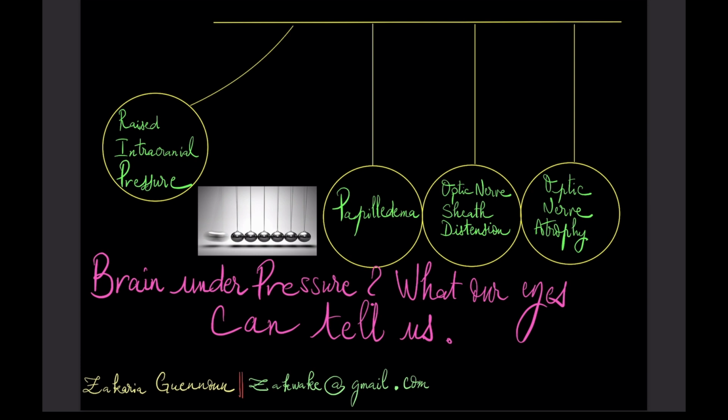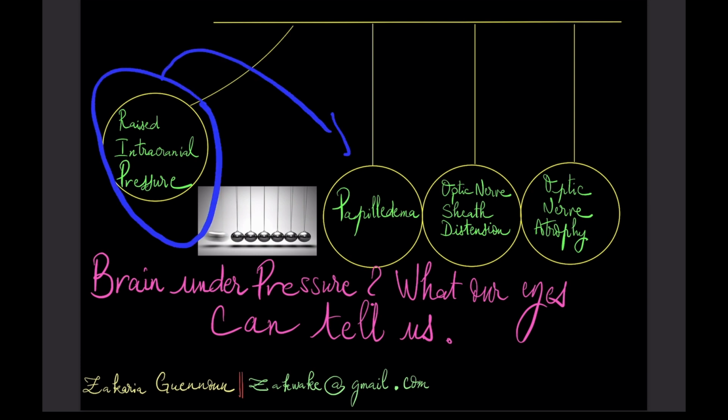Today we'll delve into the fascinating interconnections between raised intracranial pressure, papilledema, optic nerve sheath distension, and optic nerve atrophy. We will explore how these findings form a spectrum of disease, their pathogenesis, how they relate to each other, and of course the MRI findings of each one.